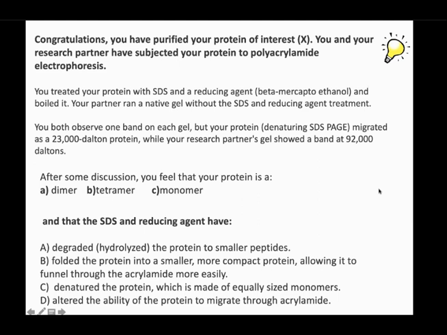either degraded the protein, folded the protein into smaller components, denatured the protein, or altered the ability of the protein to migrate through the acrylamide. Okay? So try to read it again, look at the gels and the molecular weights, and then answer if this protein is a dimer, tetramer, or monomer, and what is the effect of the SDS and the mercaptoethanol. If you have questions, let me know, but go ahead.